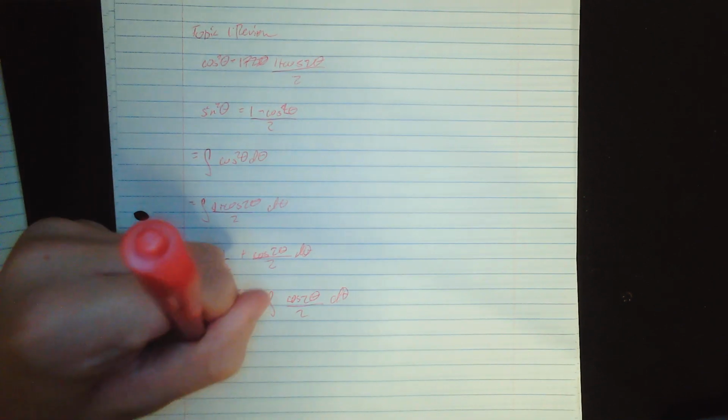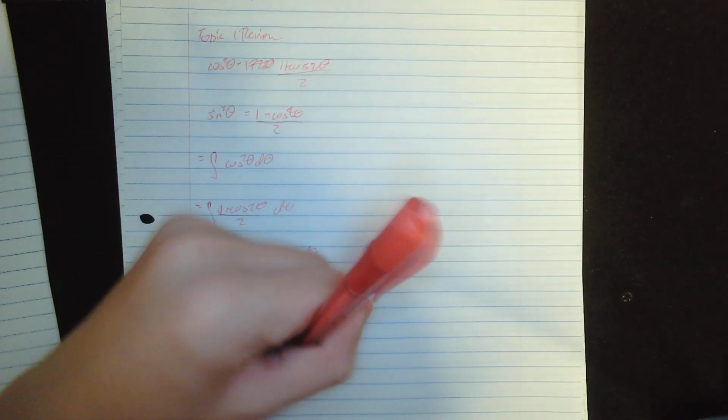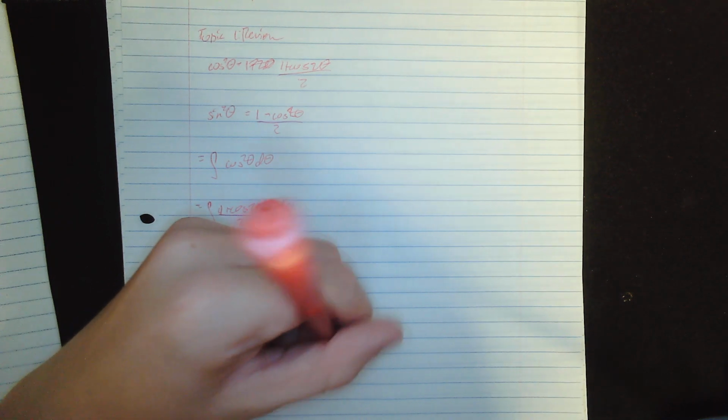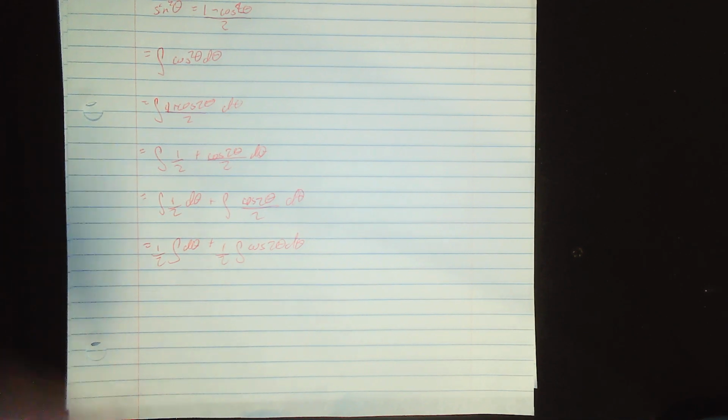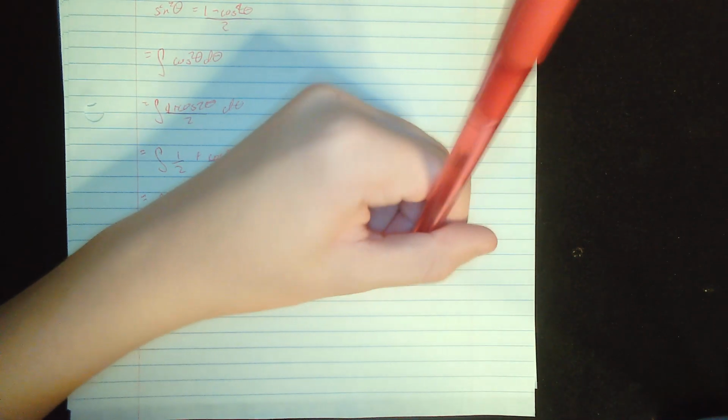We'll move the halves out of each equation. So we'll have 1/2 the integral of d theta plus 1/2 the integral of the cosine of 2 theta d theta, like so. We can do a u substitution here, where u is equal to 2 theta, and du over 2 is equal to d theta. It's a little shortcut, or you can put it underneath the du and differentiate.